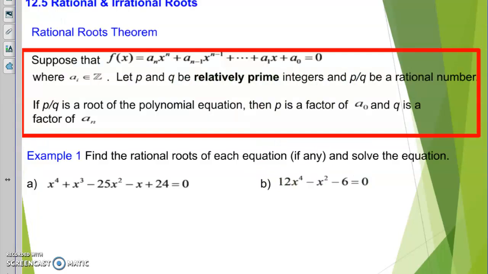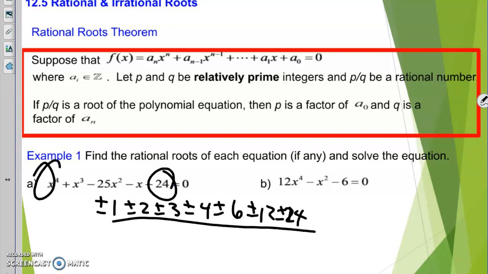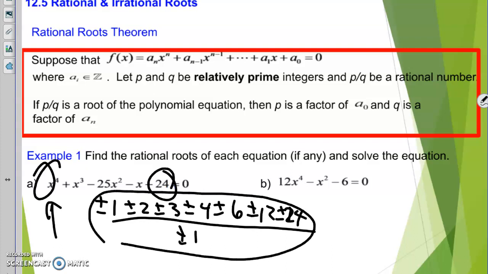So the rational roots theorem says something to the effect where if I want to find all the possible zeros, we take all the factors of our constant. So that would be plus or minus 1, plus or minus 2, plus or minus 3, 4, 6, 12, 24, and divide that by all the coefficients, or the coefficient on the highest power. So in this case, plus or minus 1. And this is all the possibilities, and if they say to make a list, that doesn't mean to write this. This is how you find it.